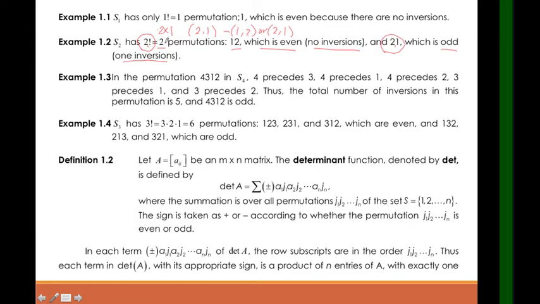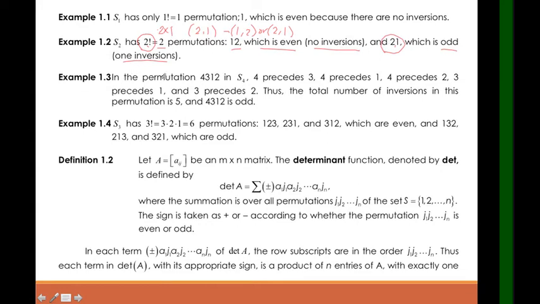Yung 2 factorial is equal to 2 because we have 2 times 1. Pag sabing 2, we have 2 numbers, 2 at saka 1. Yung 2, 1, pwede mo daw siyang i-arrange ng 2, 1 or 1, 2. Ang 1, 2 has no inversion. Ang 2, 1, meron siyang inversion pero odd siya kasi isa lang siya.